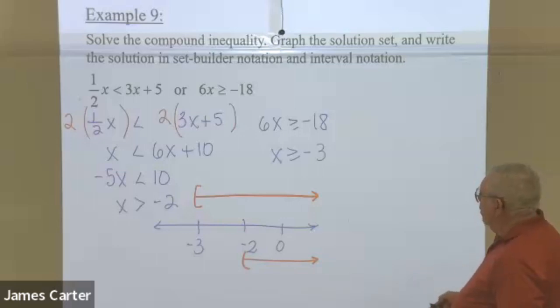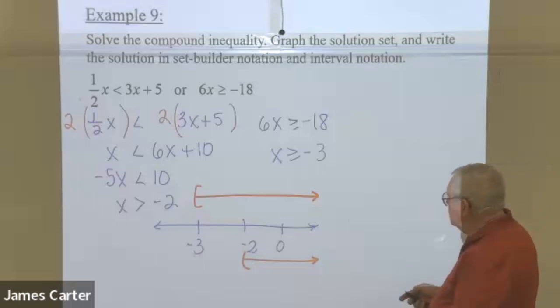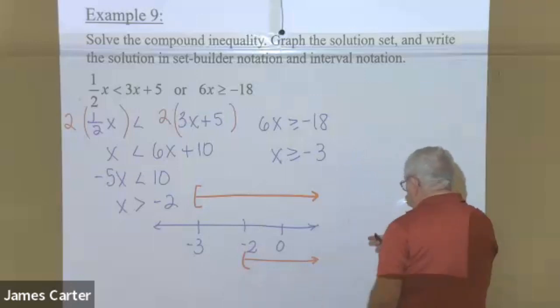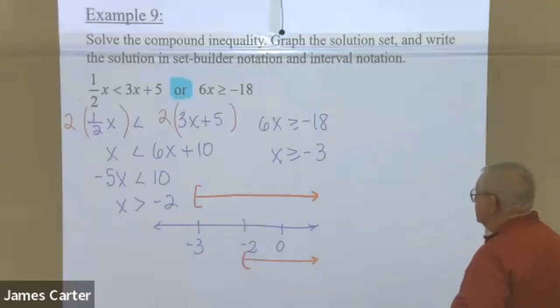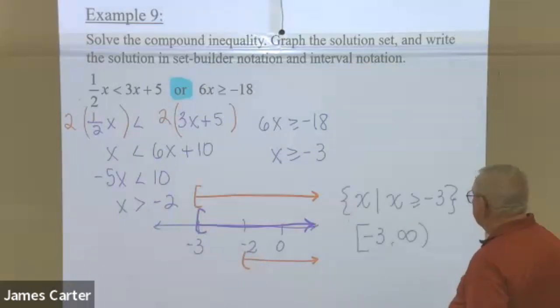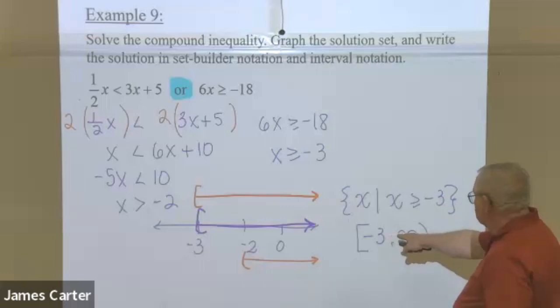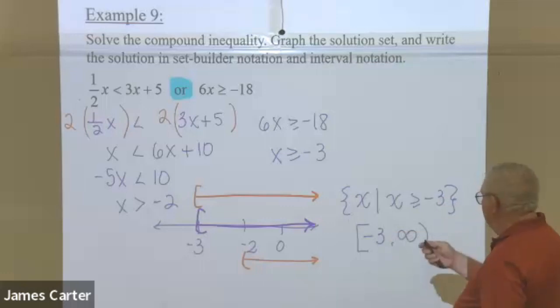Well, what is the OR? What is contained in either of them? If it's contained in either of them, all of this is and all of this is. So basically, it's everything starting here this way, if it's the word OR. Here is your set notation, just simply x greater than or equal to -3. In this case, the interval looks just like the graph, -3 to infinity.